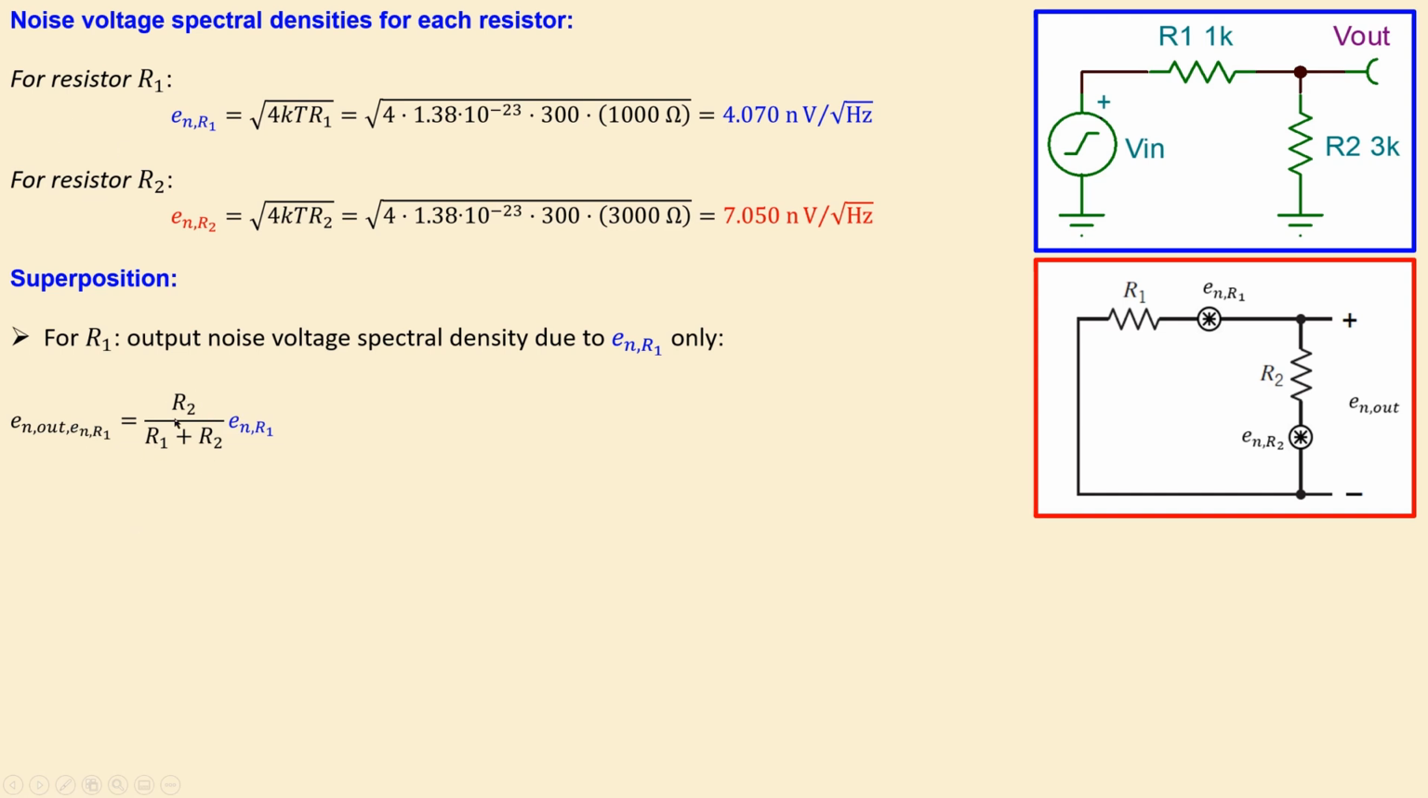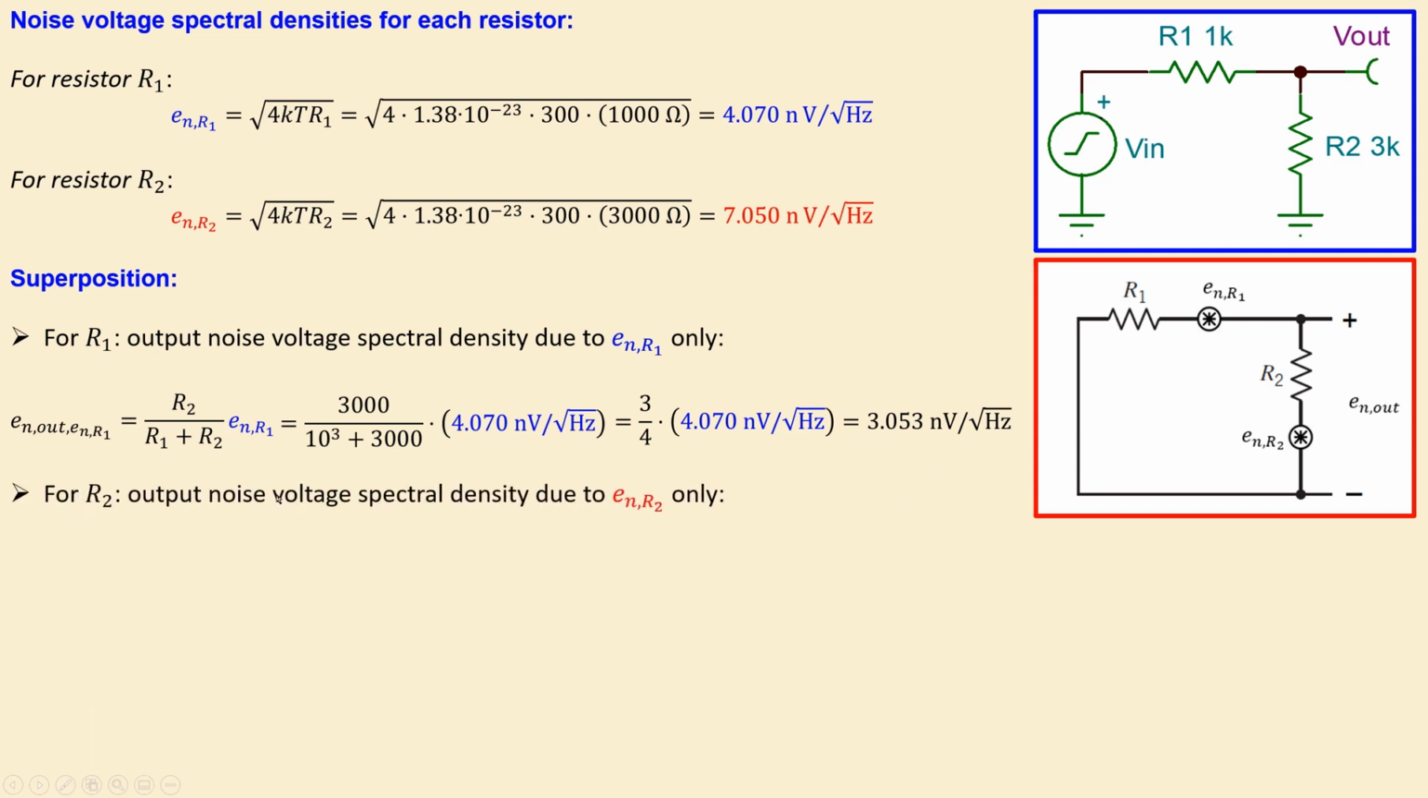This is just the voltage divider rule. You can see that it's R2 divided by R1 plus R2 times this voltage noise spectral density. So you will have this. And if you now calculate this out, just using this value we have for the noise voltage spectral density for R1, using the ratios of the resistors, I have then the result as follows. And this is then the value for just taking into account the noise voltage spectral density of the R1. That is the output noise voltage spectral density due to R1.